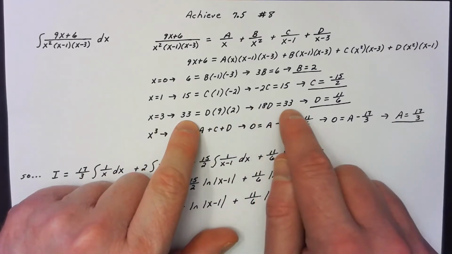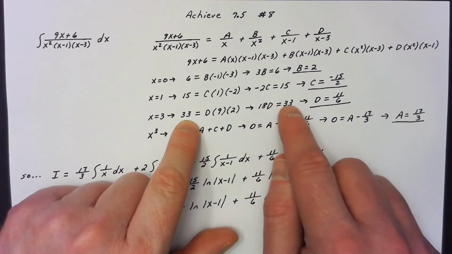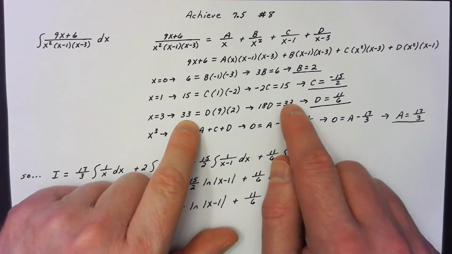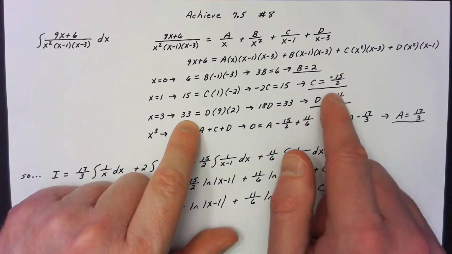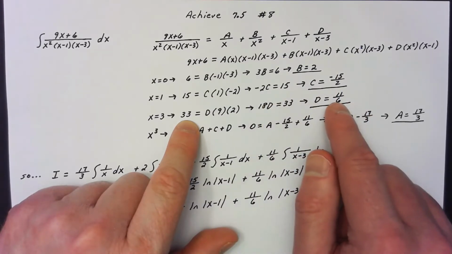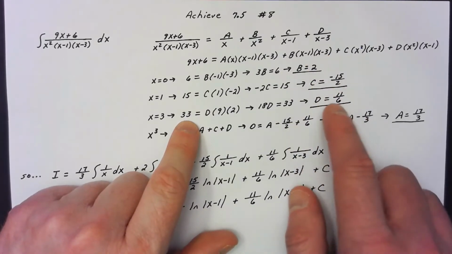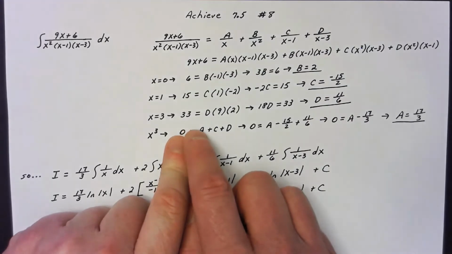So we know d is going to equal 33 over 18. All I've done is reduce that by a factor of 3. 3 goes into 33 11 times, and 3 goes into 18 6 times. So I simplified to d is equal to 11 over 6. Now, once I have b, c, and d, it's not too hard to find a.